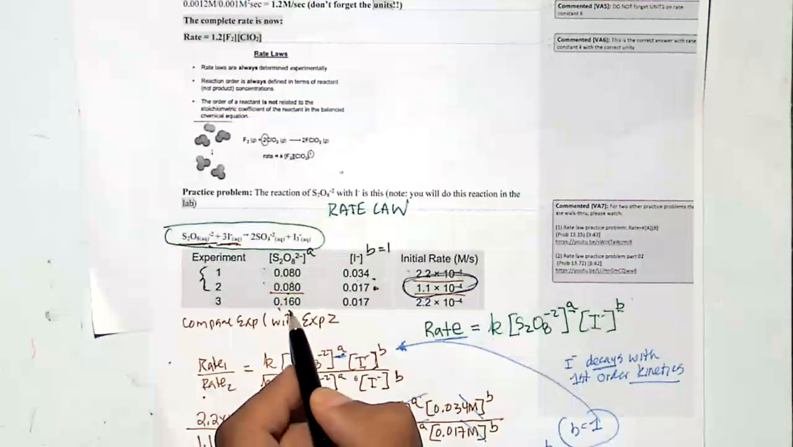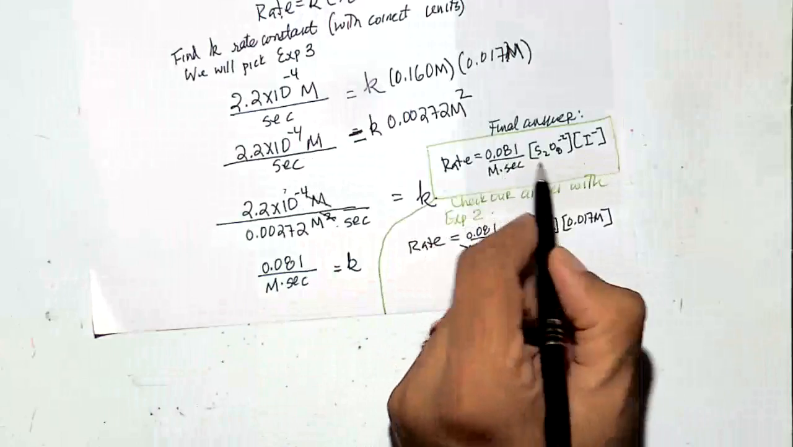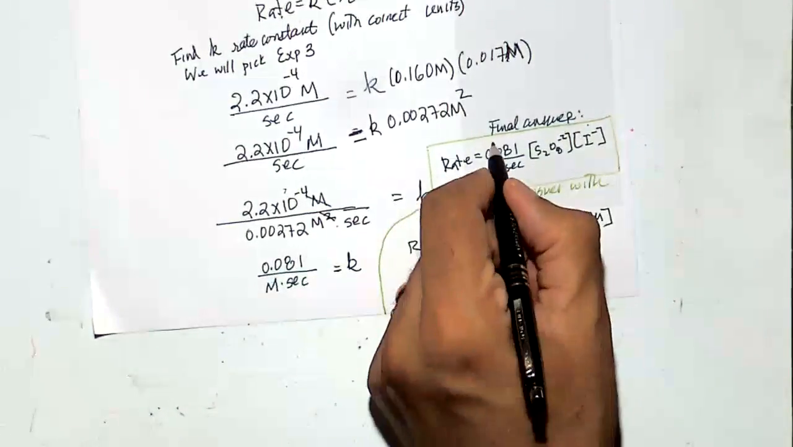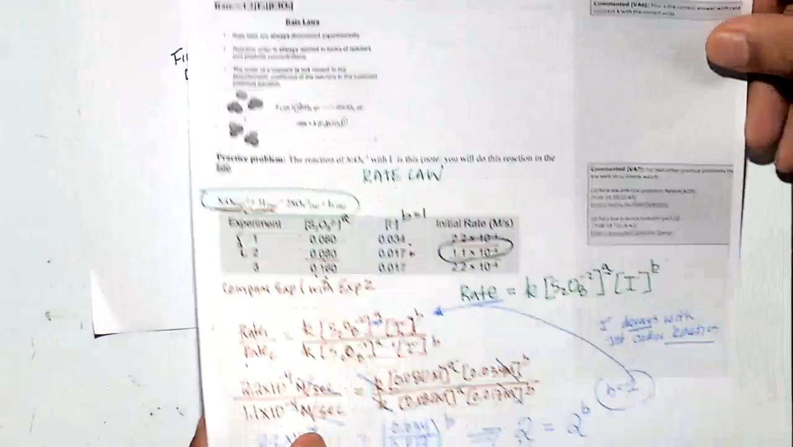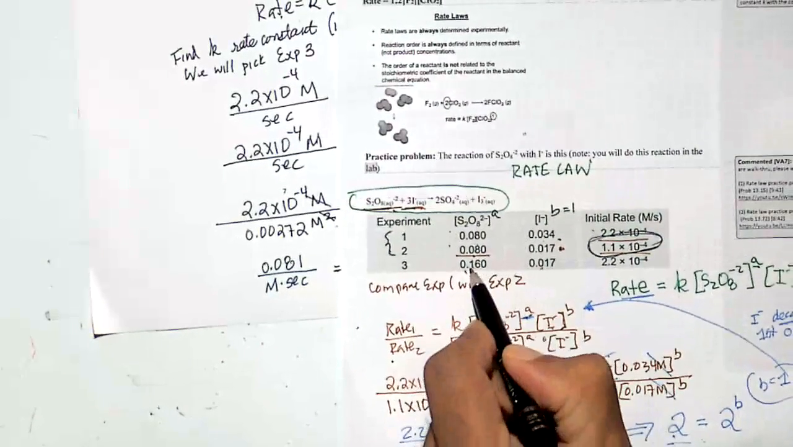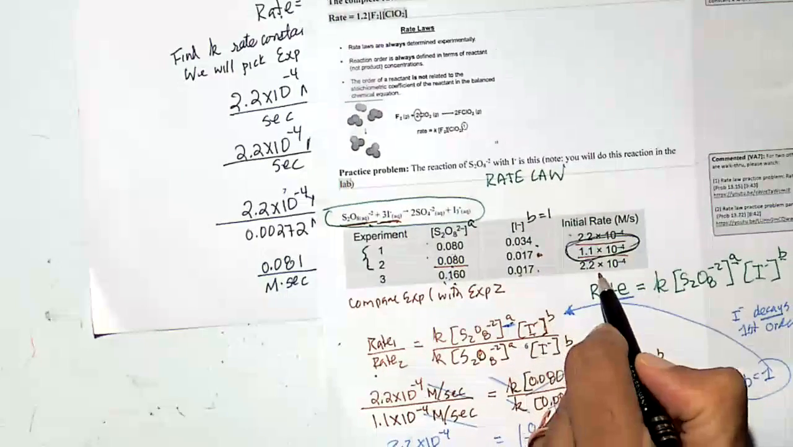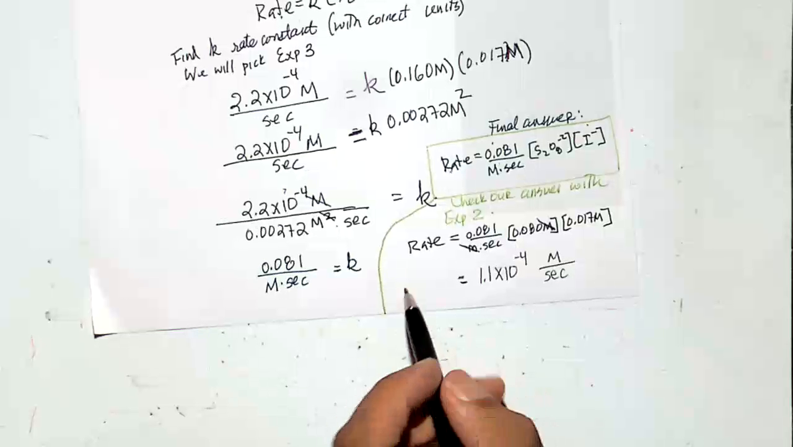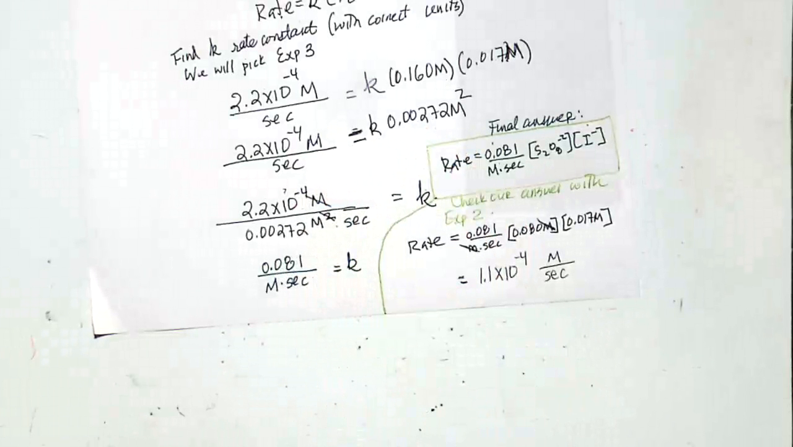If you do 0.160 times 0.017 times 0.081, I did it on my calculator before class. Plug that in. 0.081 times this. This gets raised to the 1. This gets raised to the 1. You're going to get 2.2 times 10 to the minus 4. So you can plug in experiment 1 values, experiment 2 values, experiment 3 values. This is a way just to check your answer.